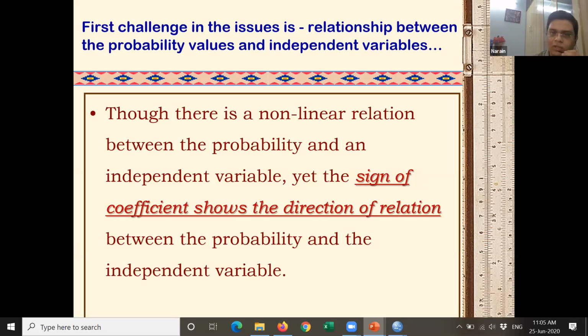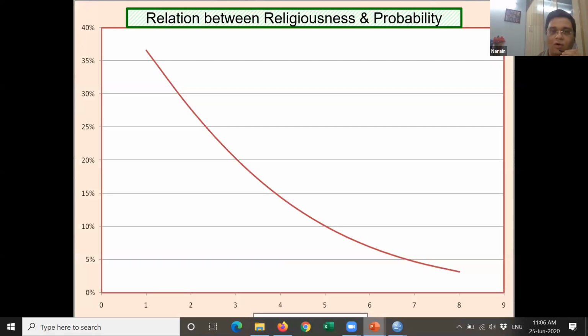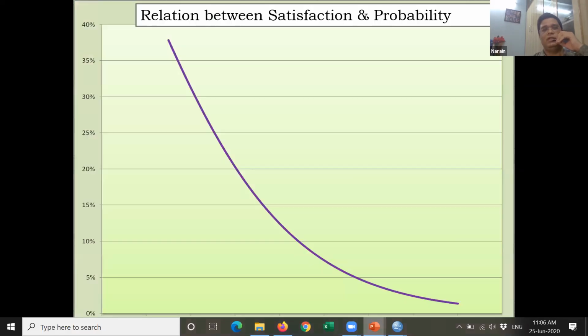Much fine, we will not have much of an issue with the interpretation. For example, children and the probability of indulging in an extramarital affair. The more children you have, the more the probability of an extramarital affair. The more religious you are, there's a fall in the probability of indulging in an extramarital affair. Similarly, marriage satisfaction versus the probability of extramarital affair: the more satisfaction in marriage, the less the probability of an extramarital affair.